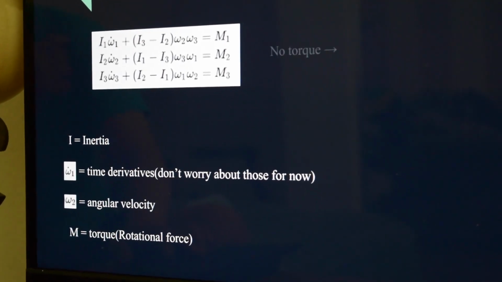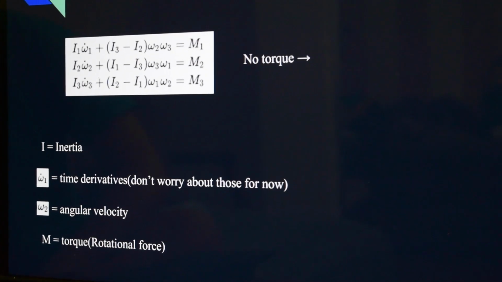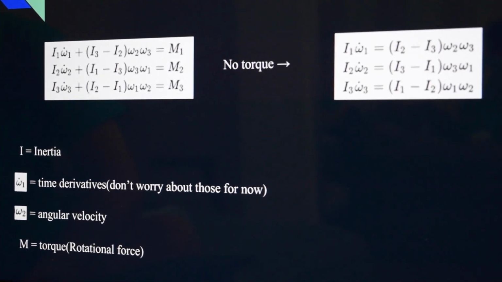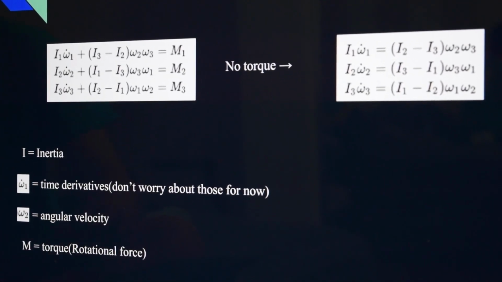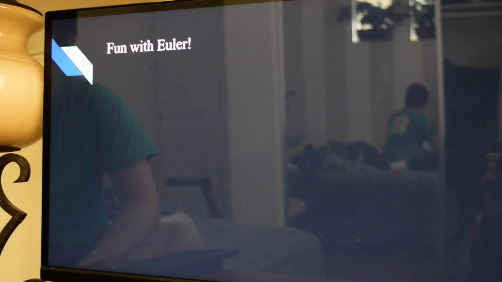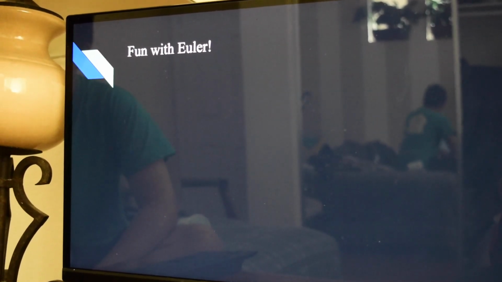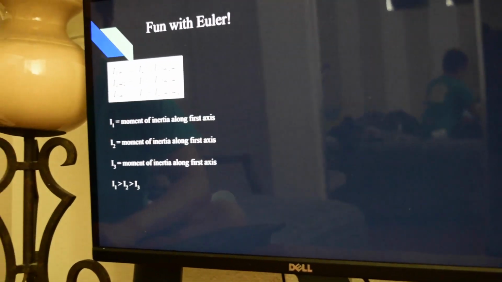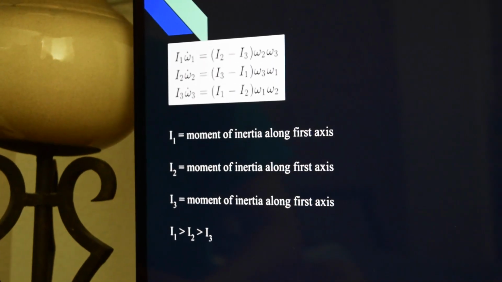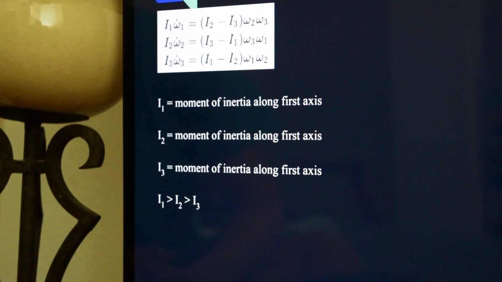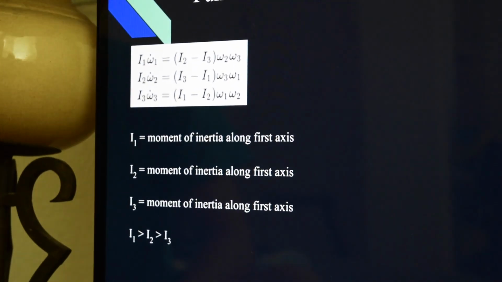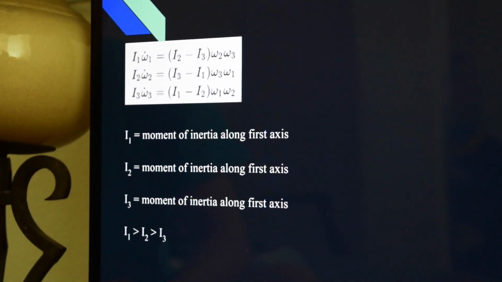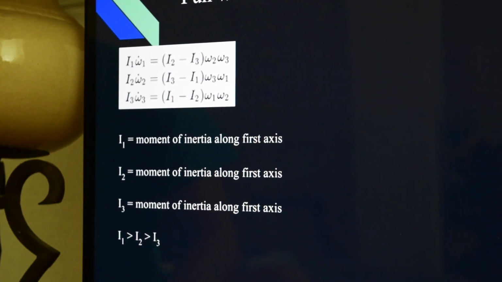Now let's assume that there are torque-free conditions. Then we can see that our equations take a new form where M, or torque, is no longer present. Let's see what we can do with Euler's equations. So we'll make the assumption that I1 is greater than I2 is greater than I3. Because we assume that we are in torque-free conditions, the change in momentum along the I2 axis during a spin around axis 1 or axis 3 is proportional to (I2 minus I1) times (I1 minus I3).